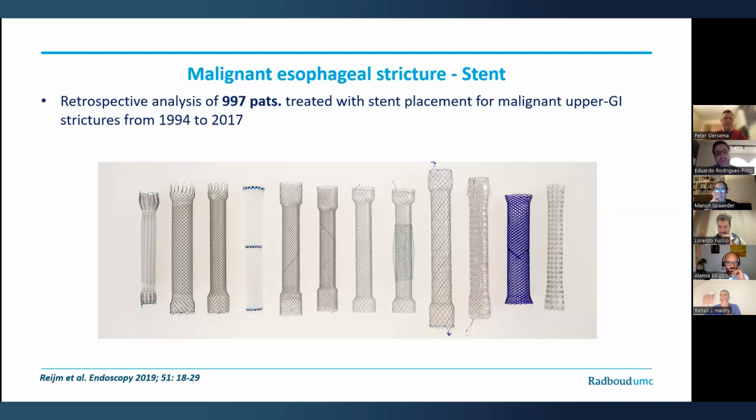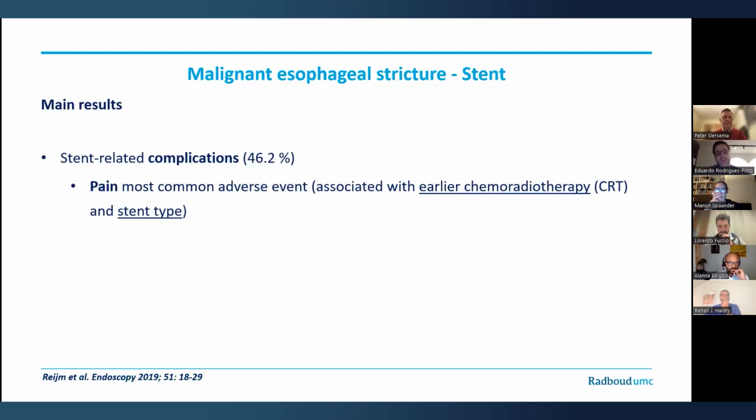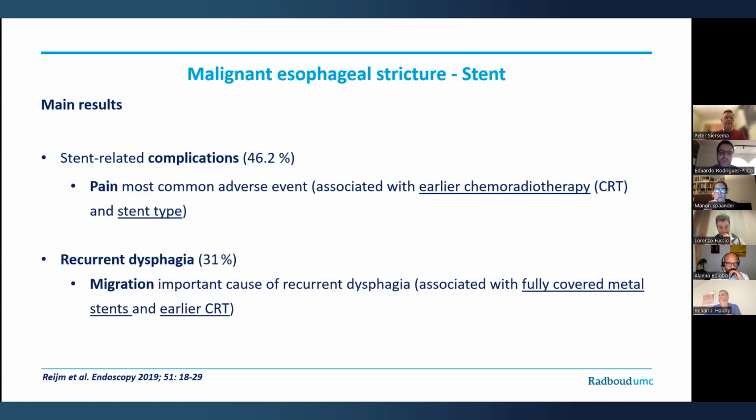And what were the results of these stent placement procedures? Well, stent-related complications were seen in almost 50% of patients. And what was very remarkable is that pain was the most common adverse event, and it was associated with earlier chemoradiotherapy that the patient had, and also with stent type. Looking at the other complication, recurrent dysphagia, 31%, and of recurrent dysphagia, migration was the most important cause, and it was also associated with earlier chemoradiation therapy, and also with fully covered metal stent placement.